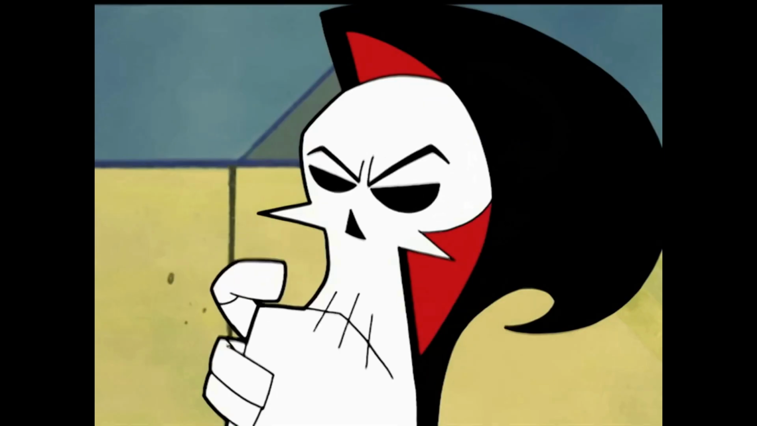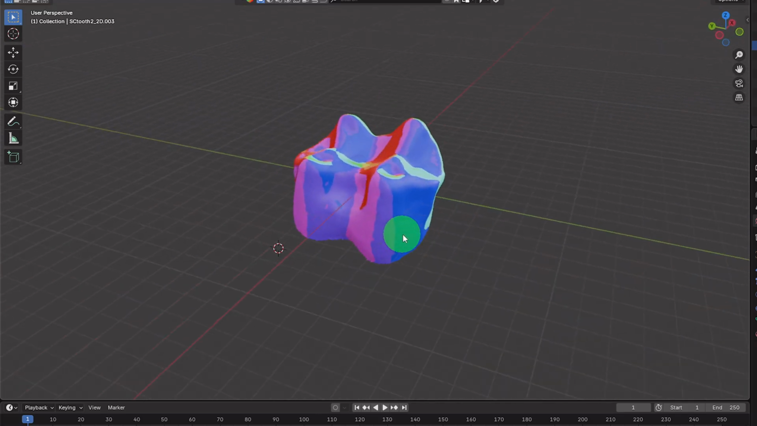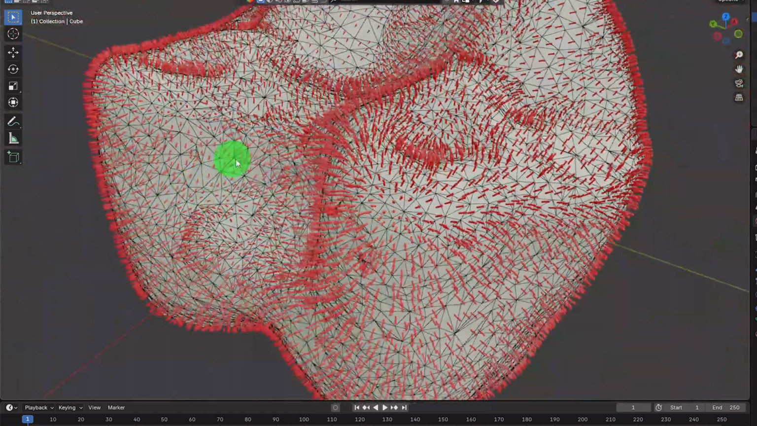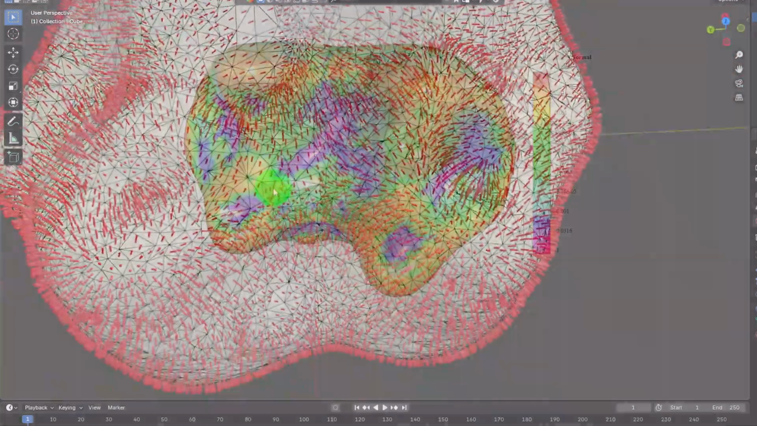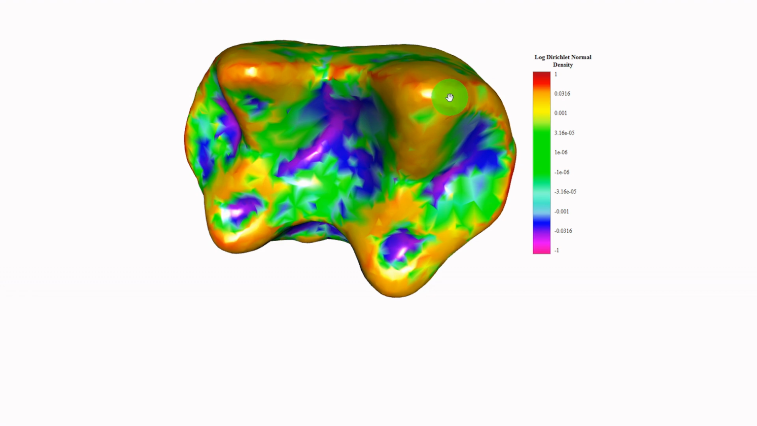So how do we study dental topography then? In this video, we're going to go over the basics of the most common ways we study tooth surfaces and what these methods can tell us about animal biology.